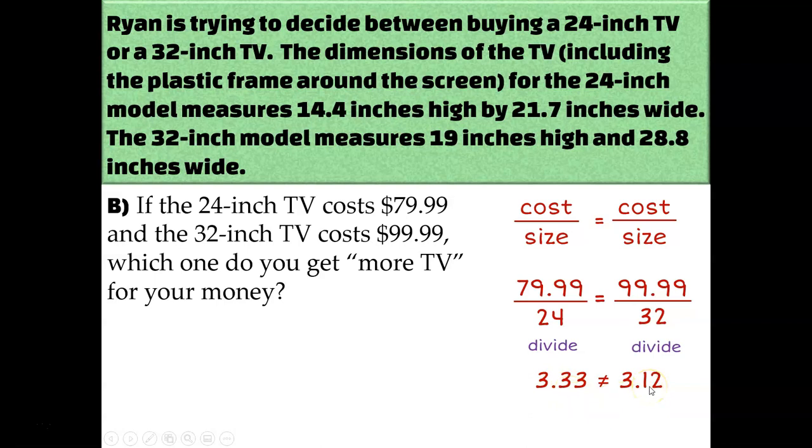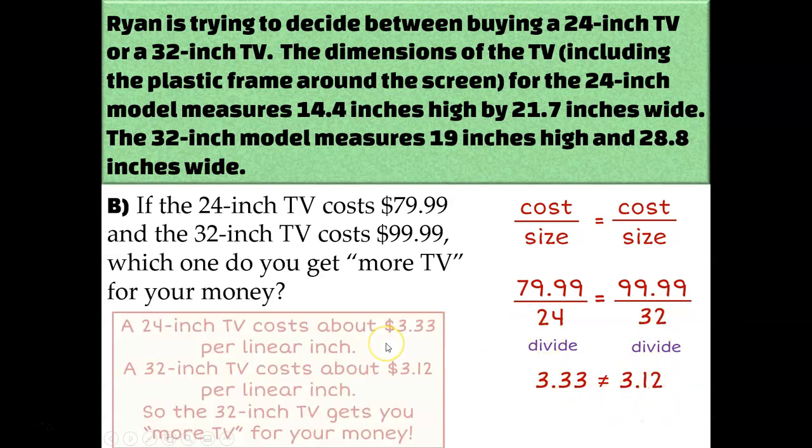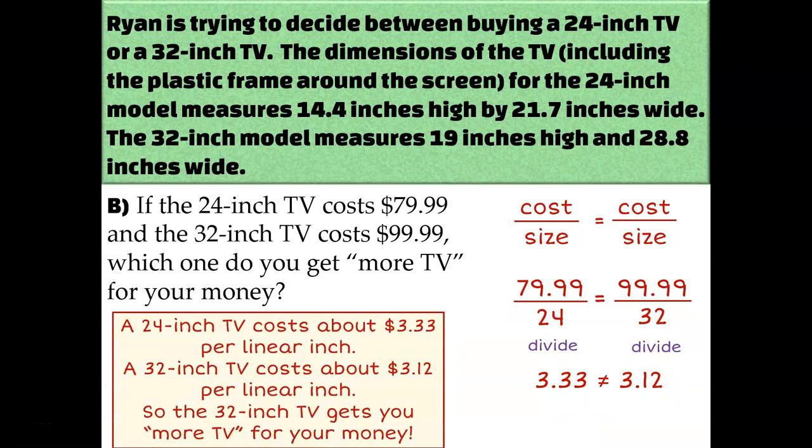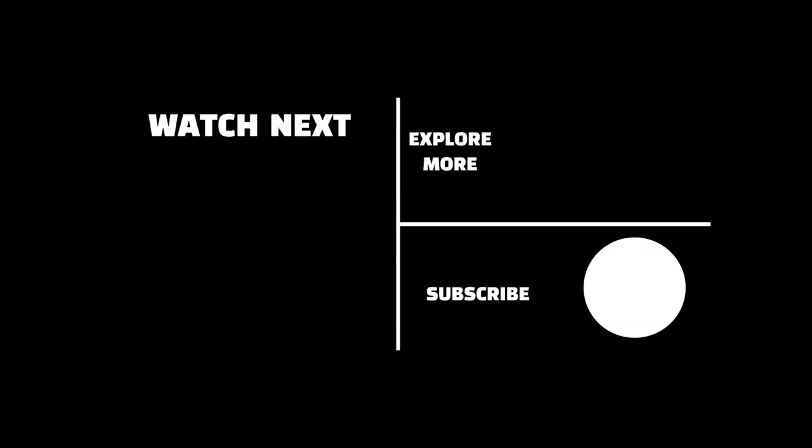And it turns out that the cost per inch of the 32-inch TV is slightly less than the cost per inch of the 24-inch TV. Therefore, you could say that a 32-inch TV gets you more TV for your money. And that's the basics of what you need to know about similarity in the real world. In our next lesson, we're going to be discussing how do we prove that two triangles are similar to each other.